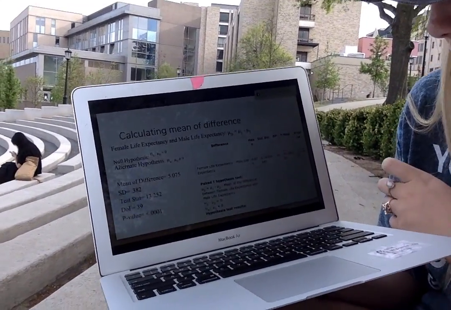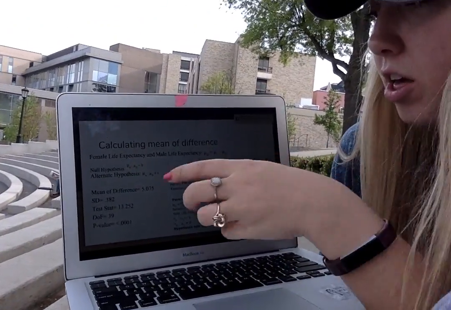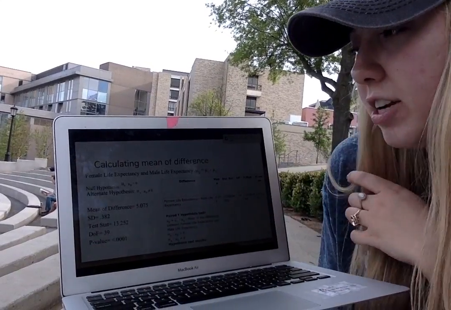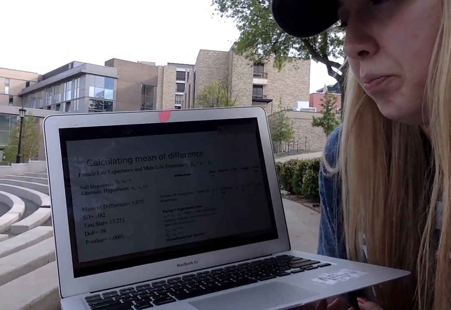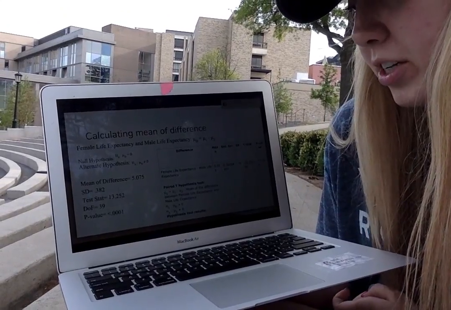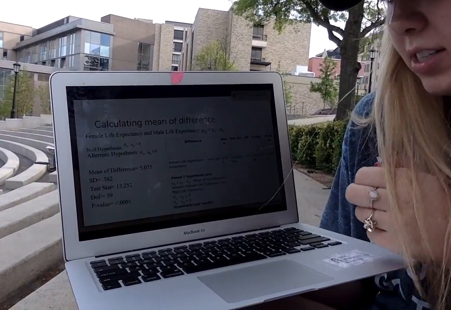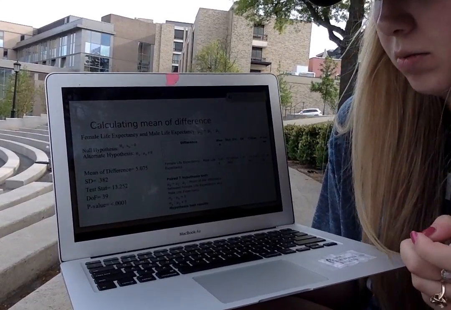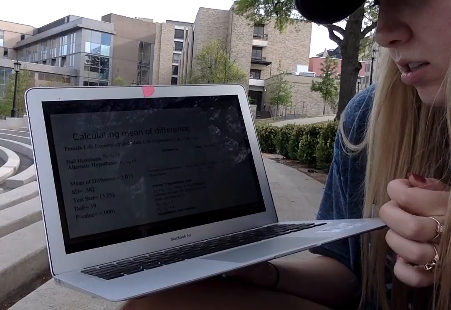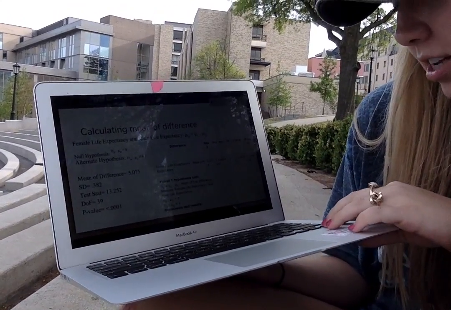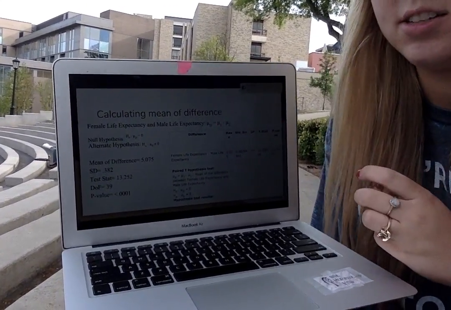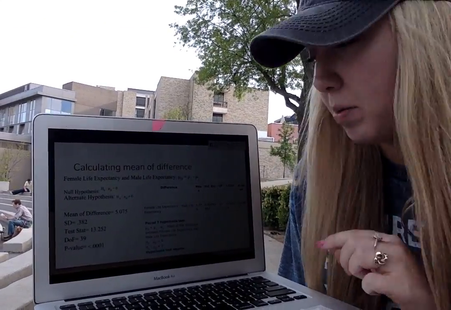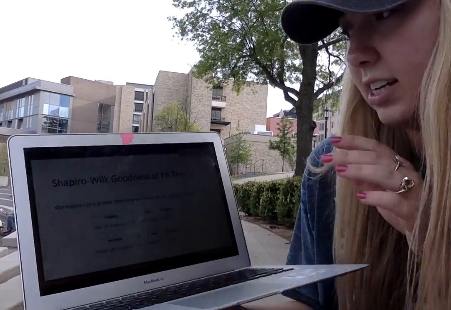So we found, when we did the test, that the mean of difference is 5.075. Our standard deviation is 0.382. Our test statistic is 13.252. Our degrees of freedom is 39. And the p-value is less than 0.0001. So we reject the null hypothesis, and that gives us sufficient evidence to support that there is a difference between female and male life expectancies, a significant difference.